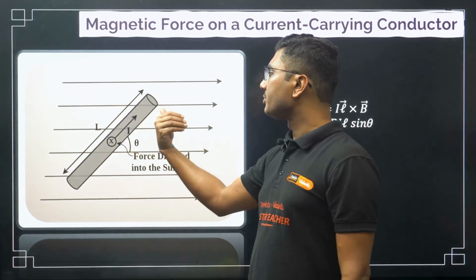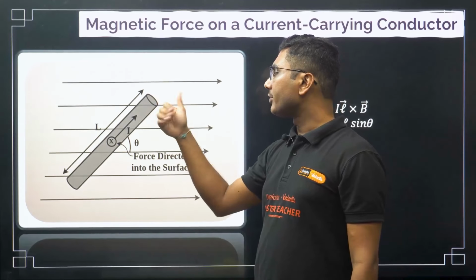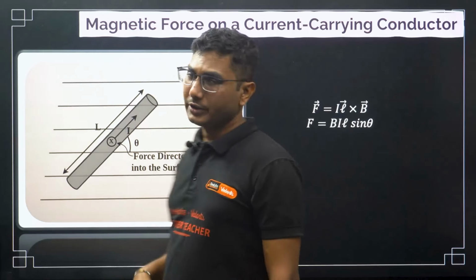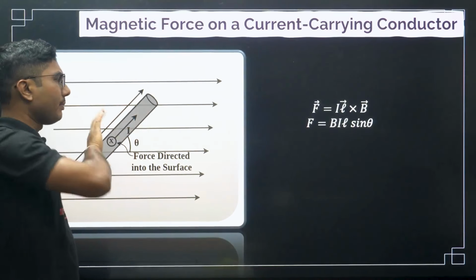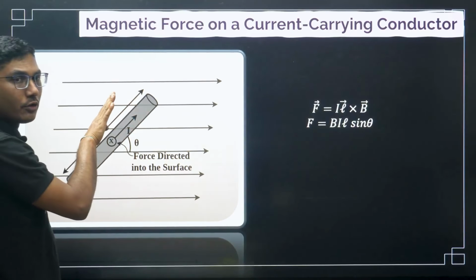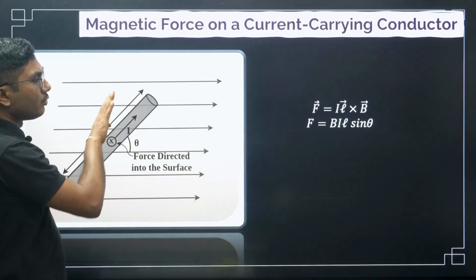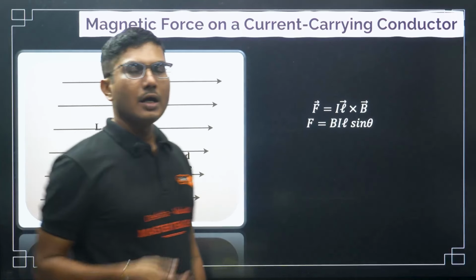So L cross B means, again you have to use the right-hand rule, L cross B means obviously this. So you will get the direction of the force, right? L cross B will be into the page. Start from your first vector L, and then you curl it towards the second vector, then your thumb will give the direction of the vector. That is the cross product rule.